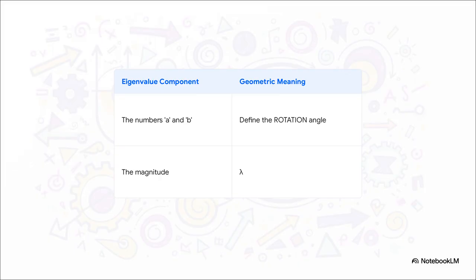That complex eigenvalue, A plus Bi, it's basically a complete instruction manual. The real part, A, and the imaginary part, B, give you the coordinates of a point. The angle that point makes with the origin, that's your angle of rotation. Bam. And the distance from the origin to that point, its magnitude, which you calculate just like the hypotenuse of a triangle, that's your scaling factor. The spin and the stretch, it's all packed right into that one complex number.